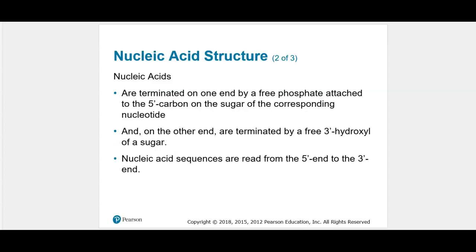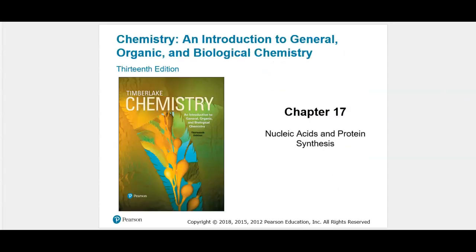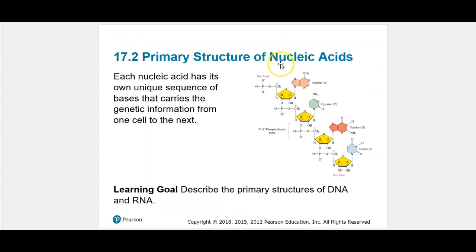Terminators are terminated at one end. I'm just really summarizing what we've already talked about for a few minutes. These are terminated at one end by a free phosphate attached to the 5' carbon on the sugar of the corresponding nucleotide. What I mean by that is this over here. That's the 5' end. So there's a 5' phosphate attached to the 5' carbon atom on this nucleotide.